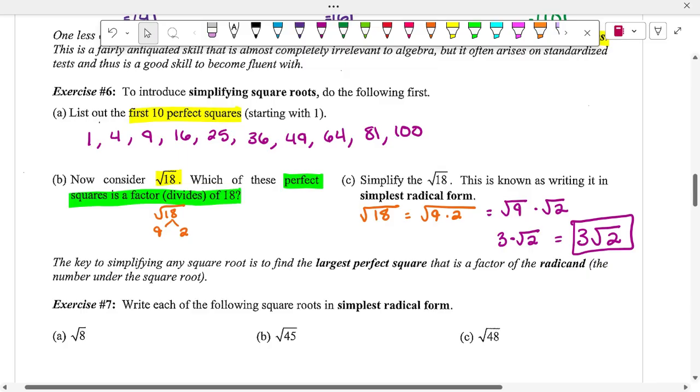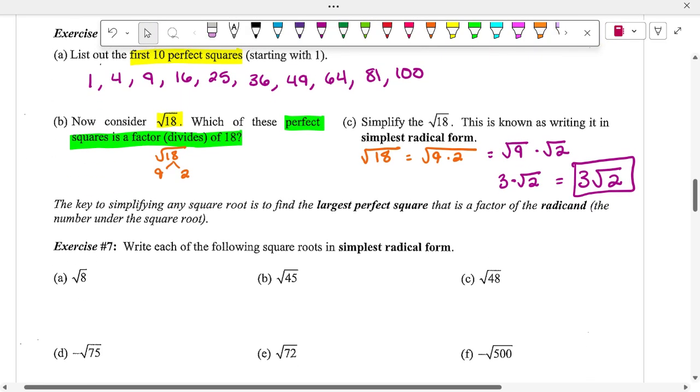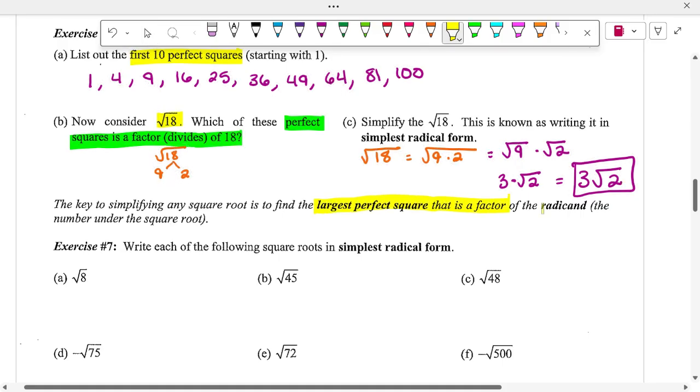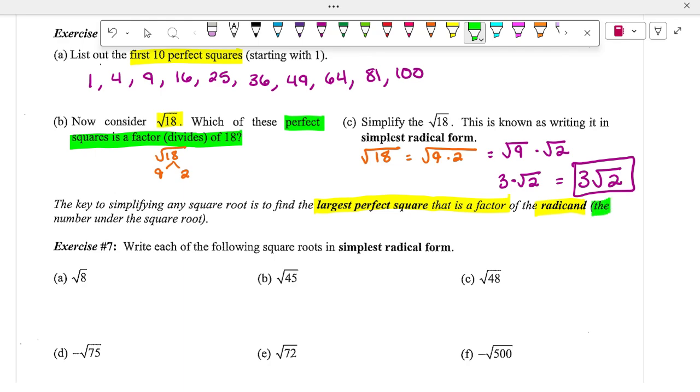So to simplify a radical, it's actually pretty easy. You first start by finding the largest perfect square that's a factor of what we call the radicand. The radicand is a fancy name for the number that's under the square root. So, for example, square root of 18, the radicand's 18.